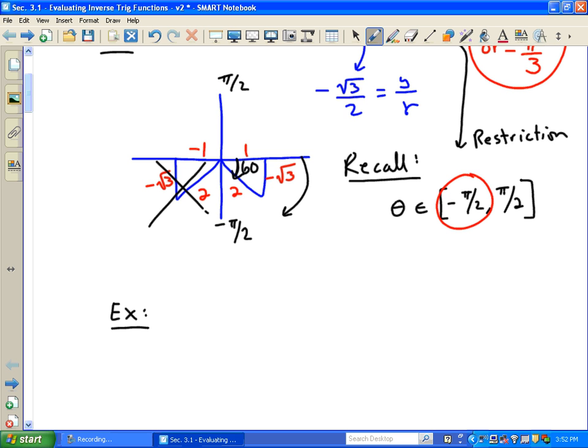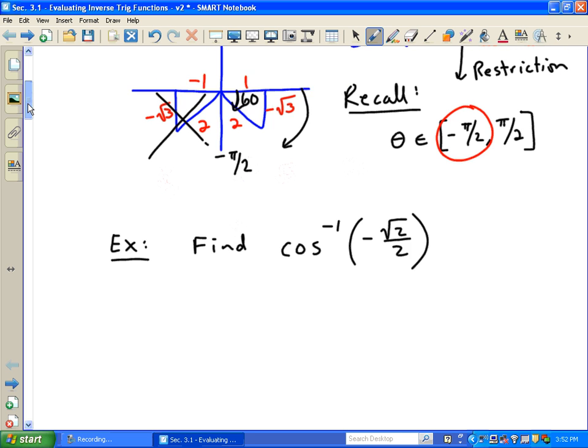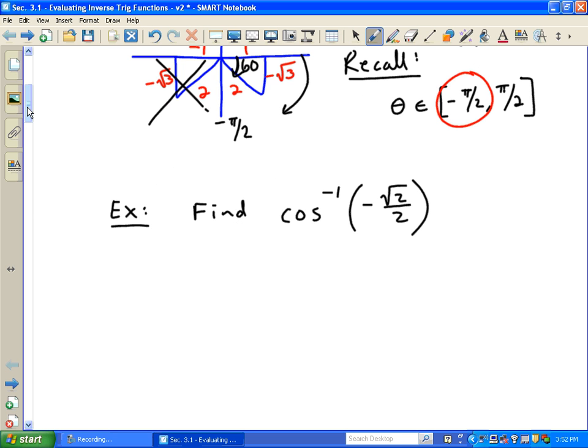Consider finding the inverse cosine of the negative square root of 2 over 2. Once again, we need to remember that when we find an inverse cosine, we're actually finding the value of an angle. Later on we'll discover what that angle is. Also remember that whatever they give you on the inside is the value of cosine. And so we know cosine is x over r.